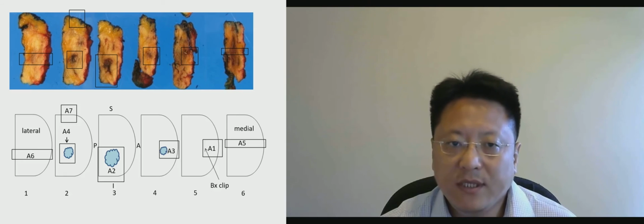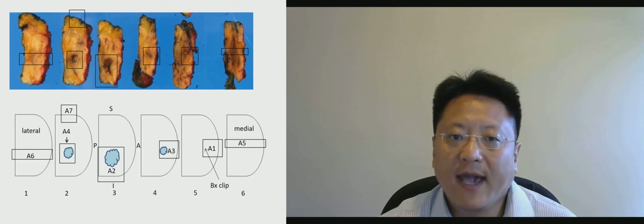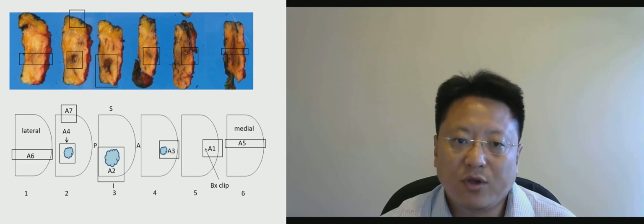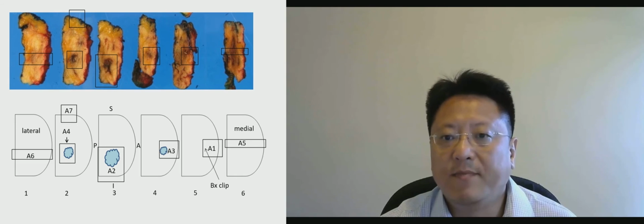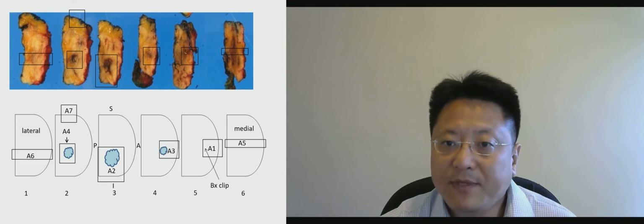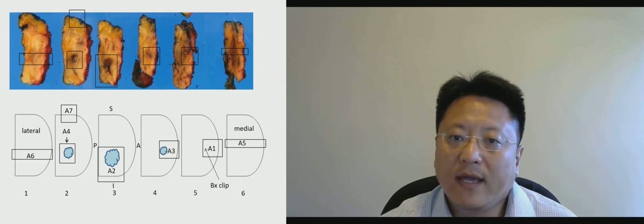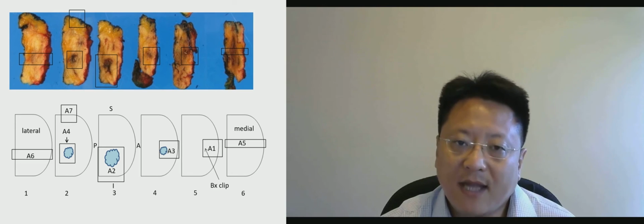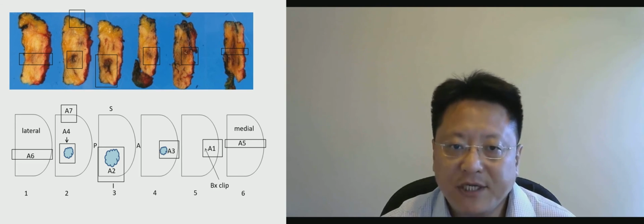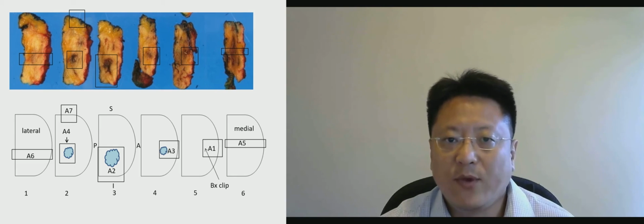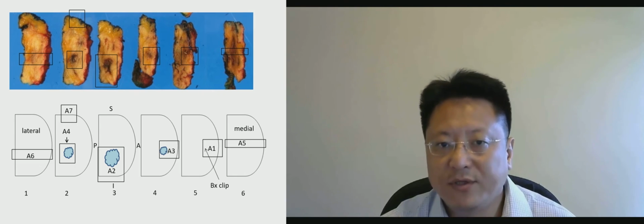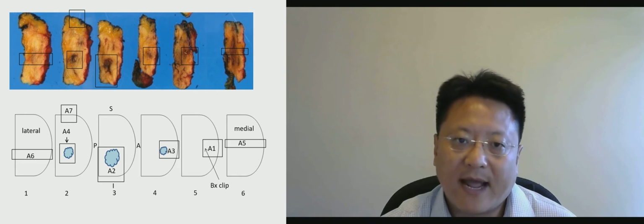examine all the lesions. For this specific case, we can see there's a mass here in slice number 2, slice number 3, and slice number 4. On slice number 5, we see this biopsy clip. The next step for us is to take sections of the lesions so that we can examine them on the microscope to give a more accurate diagnosis.